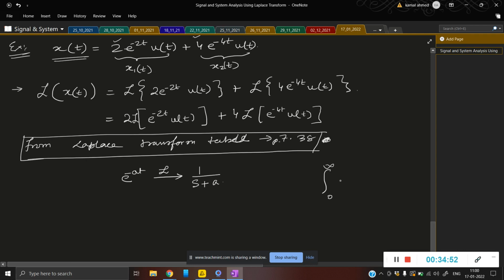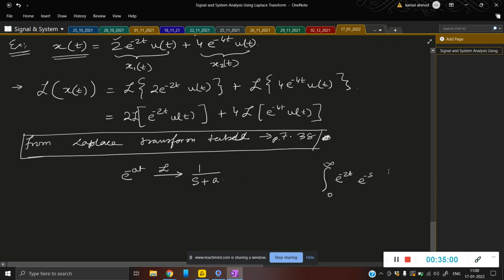And in another way you can find the Laplace transform of this: integral from 0 to infinity of e to the power minus 2t times e to the power minus st dt. Now, what will be the term? Integral from 0 to infinity e to the power minus (s plus 2) t dt.